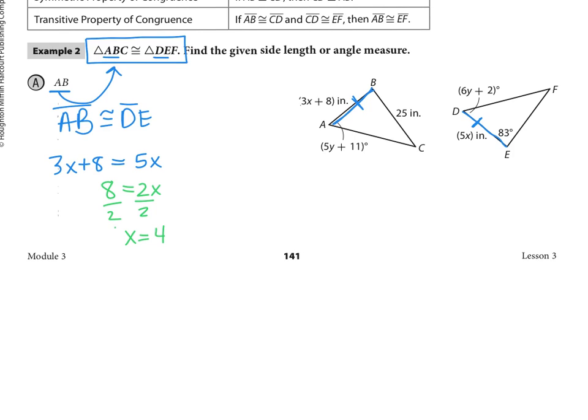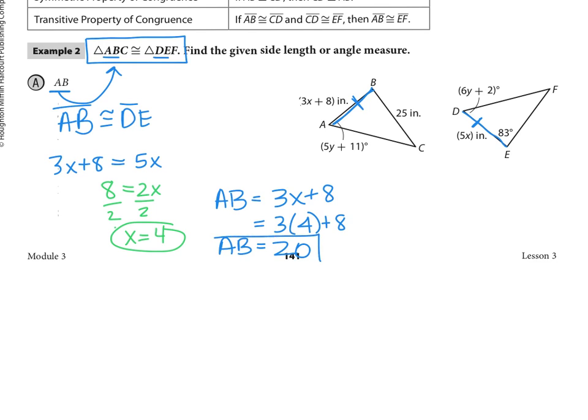Now, pay attention to the question. It's not asking what x is. That's helpful to know, but that's not what it's asking. It's asking me to find how long is AB, so I'm going to go back and plug back in. AB is the same as 3x plus 8. So that's 3 times 4 plus 8, which is 12 plus 8, that's 20. So the measure of AB is 20 right there.